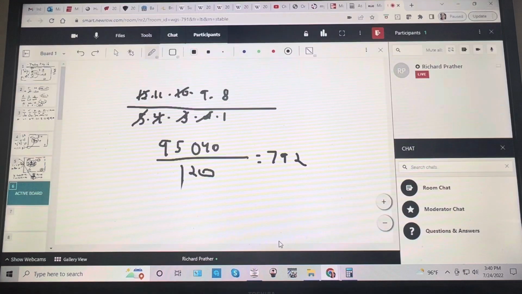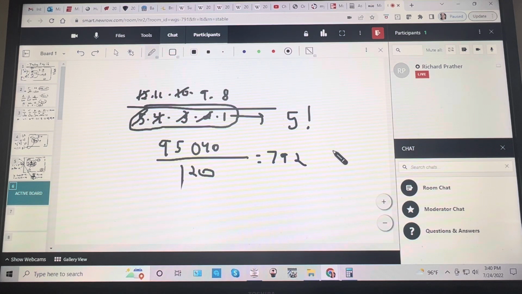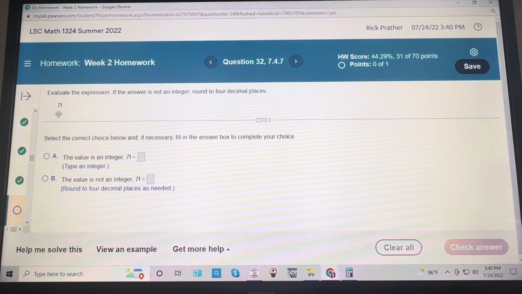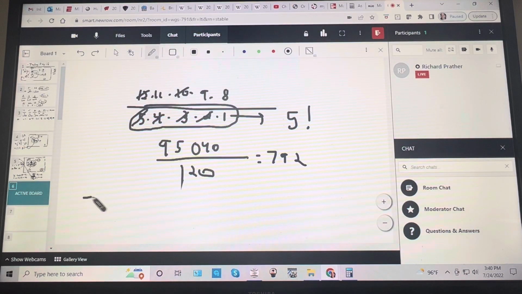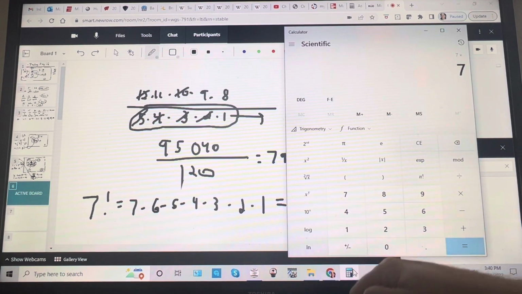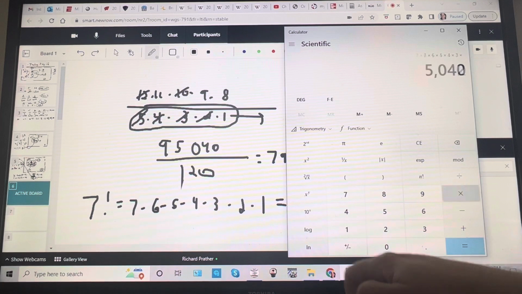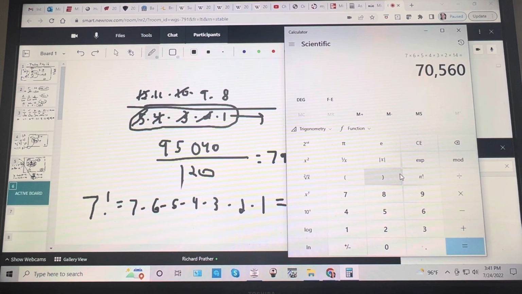Okay, so the denominator of this was 5, 4, 3, 2, 1. That has a special name in math. If you start at a number and decrease by 1 all the way down to 1, that's called 5 factorial, and they write it with an exclamation point. So they want me to do 7 factorial next on number 32. That literally means 7 times 6 times 5 times 4 times 3 times 2 times 1. It doesn't have a denominator. So you just use any calculator and keep going. And these get really large too. 70,560.